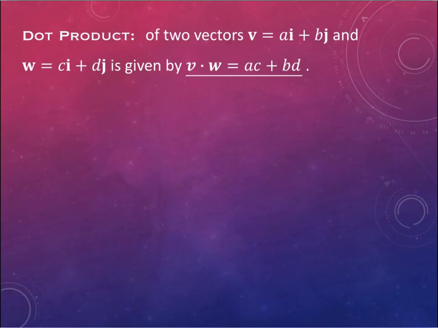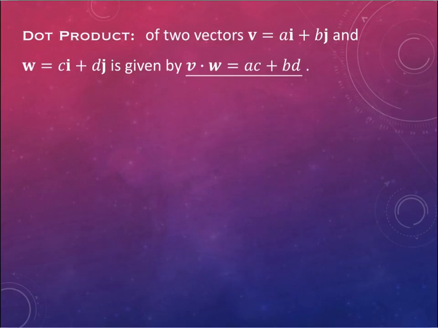So if we have two vectors, where vector V is Ai plus Bj, and vector W is Ci plus Dj, then the dot product is represented by a dot, so don't use any other symbol between them. It is not appropriate to just interchange symbols for multiplication here. It really is a dot. What we do is we multiply the coefficients from the i components, A times C, and we add that to the coefficients from the j's, B times D.